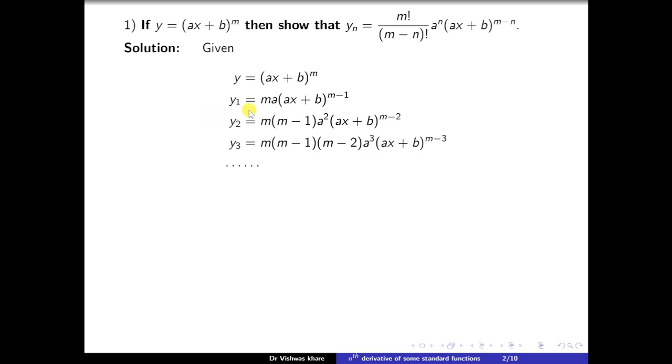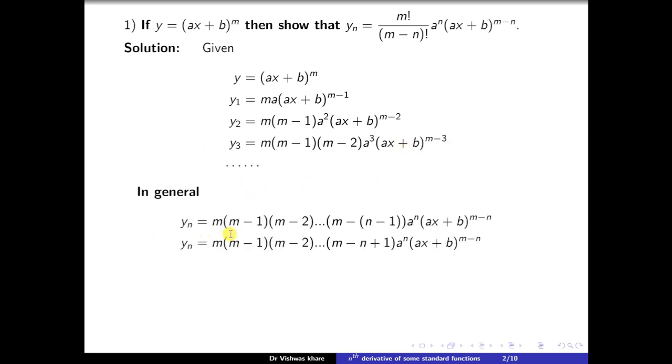So finding the derivative with respect to x, we'll get y1 is equal to m a (ax plus b) to the power m minus 1. Finding the second derivative, y2 is m into (m minus 1) a square (ax plus b) to the power m minus 2. Similarly, the third derivative will become y3, m (m minus 1)(m minus 2) a cube (ax plus b) to the power m minus 3. In general, following this, we can write yn as m (m minus 1)(m minus 2) up to (m minus n plus 1), a to the power n, (ax plus b) to the power m minus n.